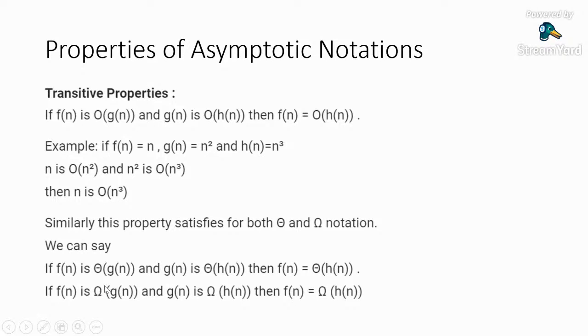So in terms of theta notation, if f of n is theta of g of n and g of n is theta of h of n, then we can say f of n is theta of h of n, as well as if f of n is omega of g of n and g of n is omega of h of n, then we can say f of n is omega of h of n. Okay, so this is the third property, that is known as transitivity property.